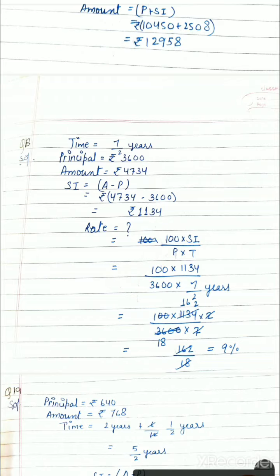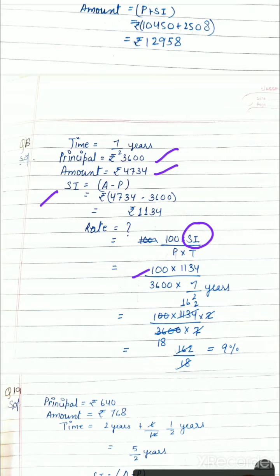And the time is given. But for calculating the rate of interest, we have to use this formula. In this we require simple interest, principal and time. But here in this formula we don't know the simple interest. So, how to calculate this interest? We know amount and principal, so we can use the formula simple interest is equal to amount minus principal. So, we will calculate simple interest and now we will keep these values in the formula.